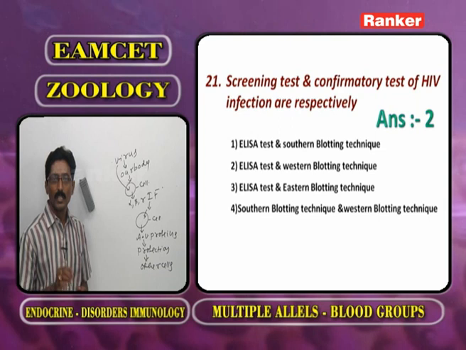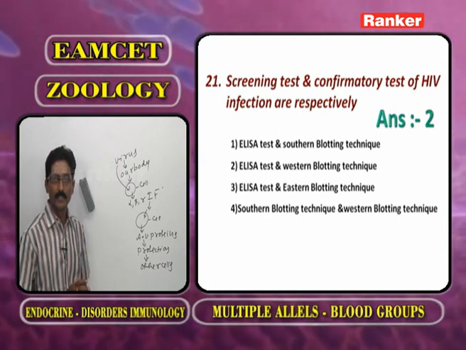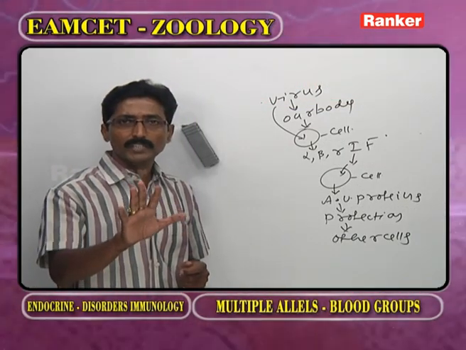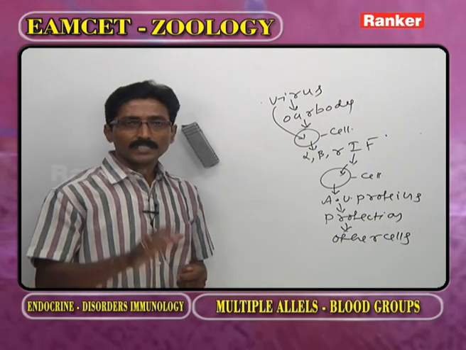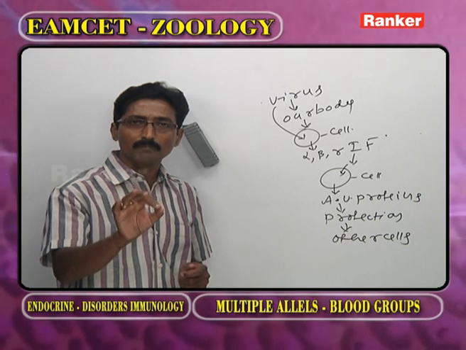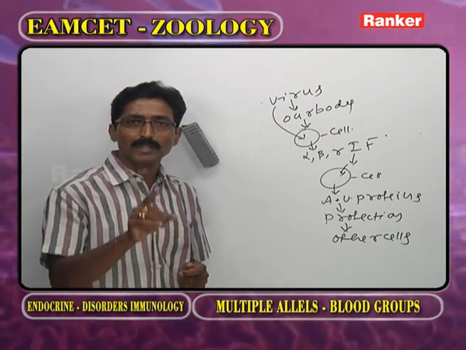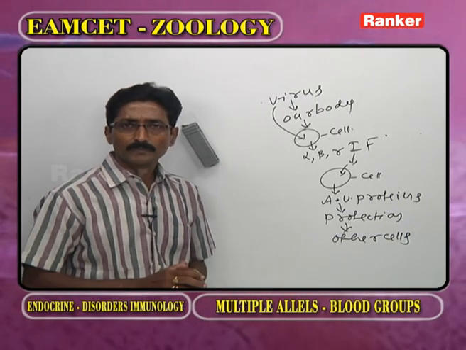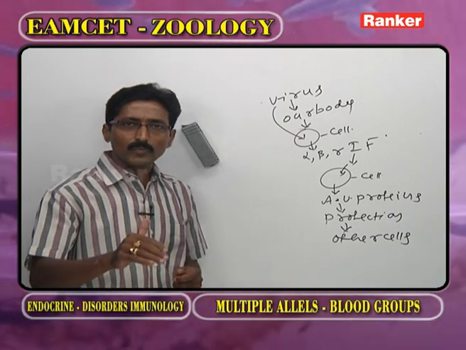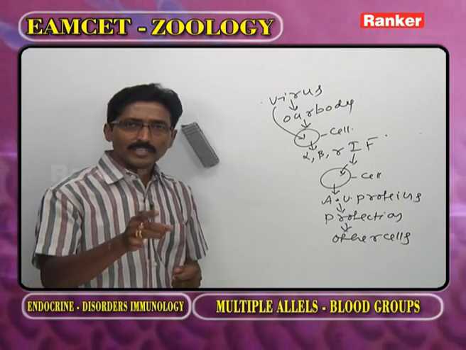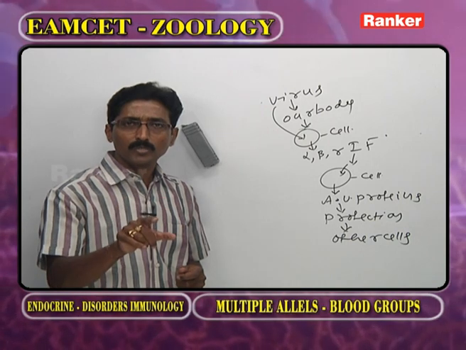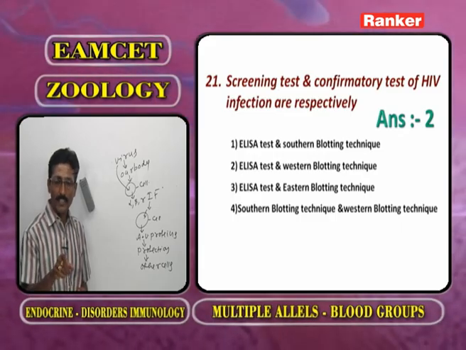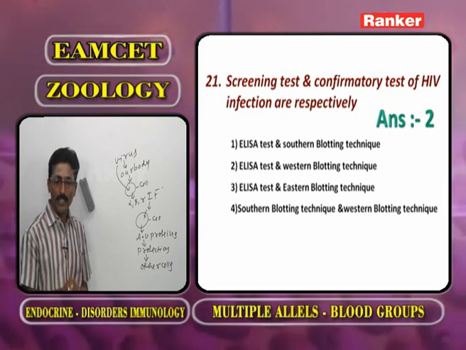One is ELISA, which is the screening test. In the ELISA test, if the patient gets a positive report, it means HIV virus is present in his body, but it is not confirmed. ELISA, enzyme linked immunosorbent assay, is only a screening test. Again, we go for the Western blot test. In the Western blot test also, if the patient gets a positive report, no doubt HIV virus is present in his body. So the screening test and confirmatory test of HIV infection are respectively ELISA and Western blot test.